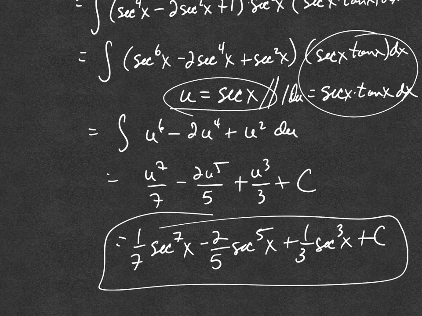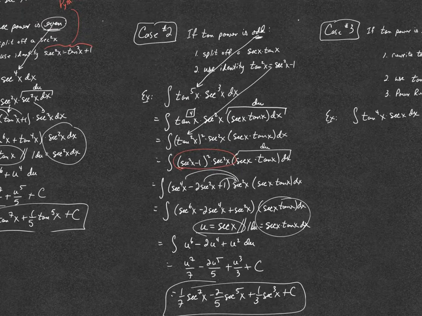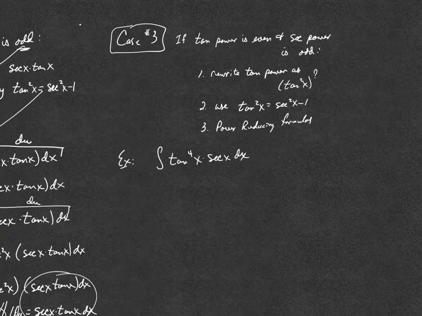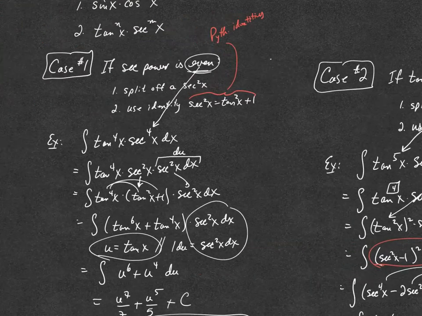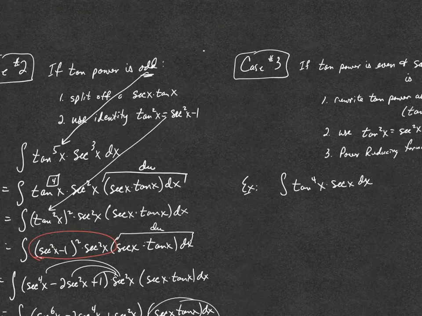Okay? Alrighty. So that's the second strategy, when the tangent power is odd. And there's one more possibility. The first two again: secant power is even, tangent power is odd.